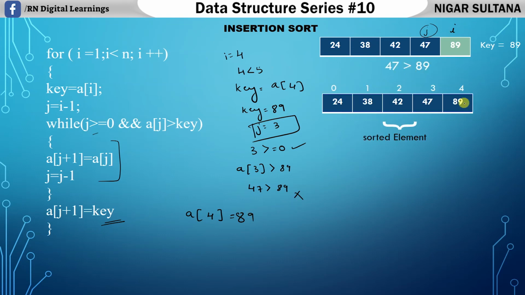So when we place this into the place of 4, we have all the elements in a sorted order. It starts from 24, 38, 42, 47 and 89. After assigning the value of key, then I must increment the value of I again. So the I value will be 5 now. Is 5 lesser than 5? This is false. Then stop the for loop. So at last we got all the elements in a sorted order. So this is the way of sorting the elements in ascending order using insertion sort.